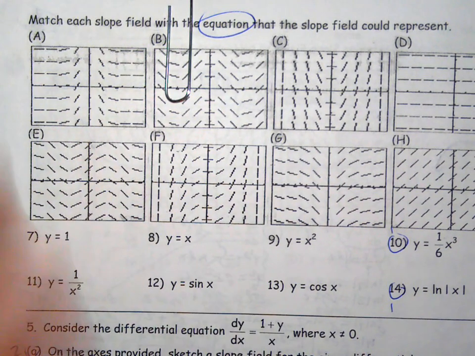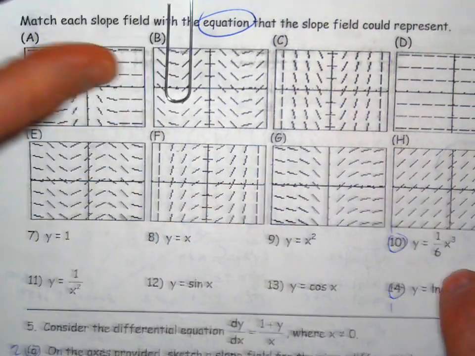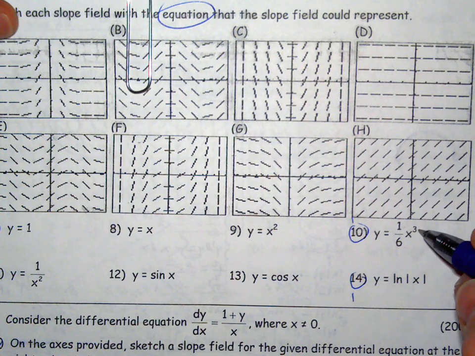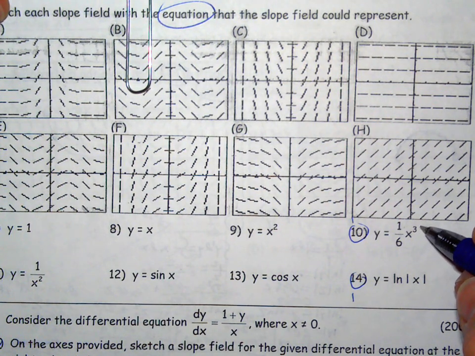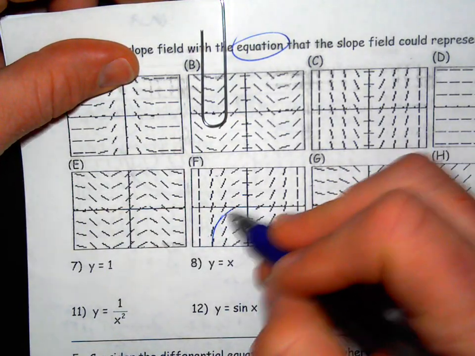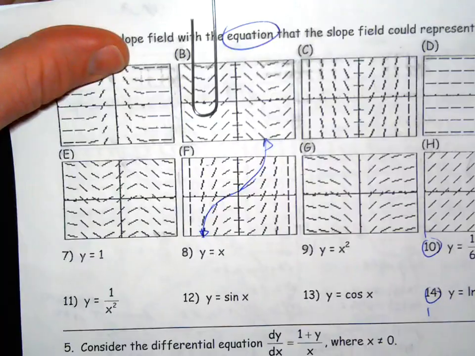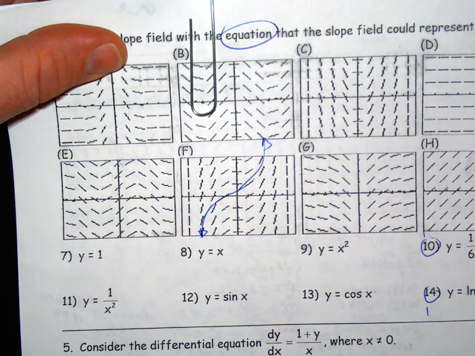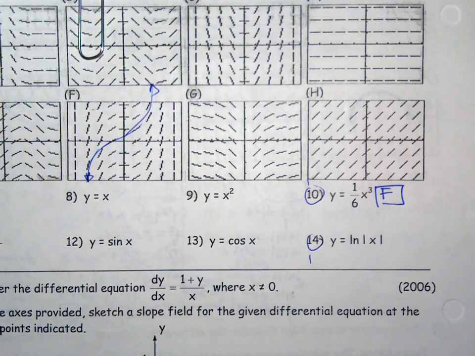So we're looking for a slope field that has that shape. We're looking for one that looks like a cubic. Well, the only one that looks like a cubic to me is this one, right? So I think we're going to go with F for number 10. I mean, do you see any other one that could even be a cubic?